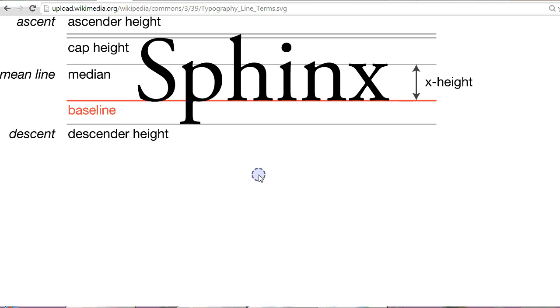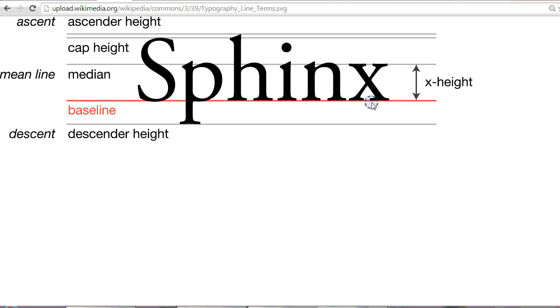Before we move on to choosing the typeface for the body text of the book, we're just going to take a small diversion and have a look at a little bit of theory. And what we're looking at first is the anatomy of the letters on the line.